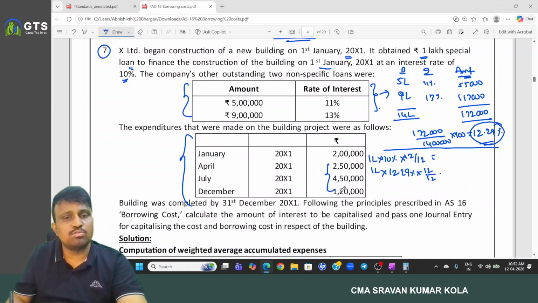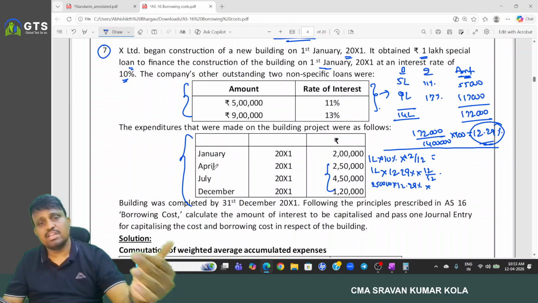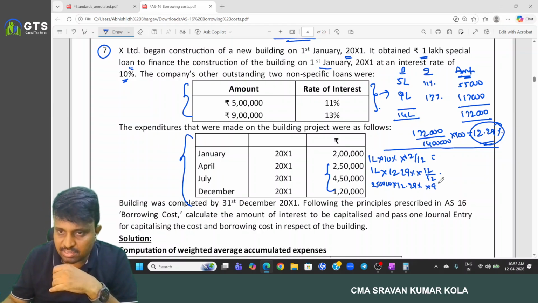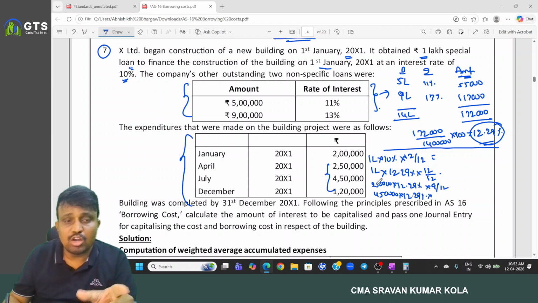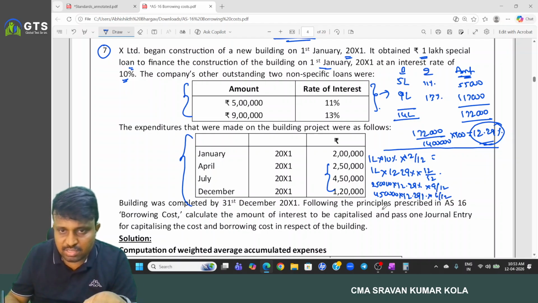And the remaining three amounts are covered under general borrowing. So 2,50,000 into 12.29% from April. So Jan, Feb, March is over. From April onwards up to the 31st December we have to consider, which means 9 months, so 9 by 12. And 4,50,000 into 12.29% into how many months? From the 1st of July onwards we have to consider, 6 by 12. And another one is 1,20,000 into 12.29% from the 1st December, which means 4 months, 4 by 12.